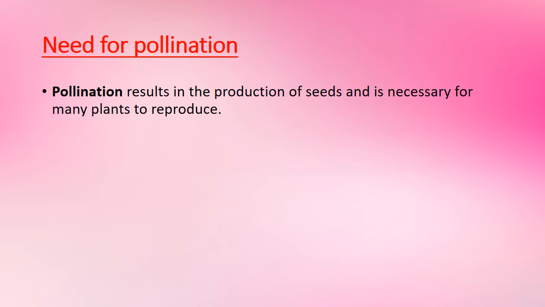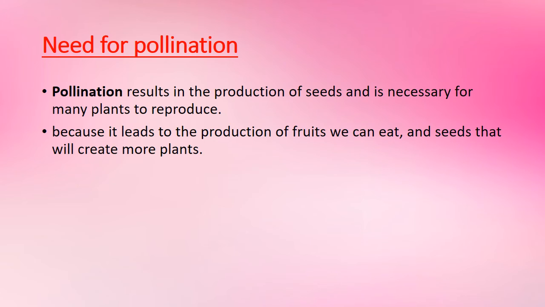So now the question arises: what is the need for pollination? Why is this process needed so much? Students, pollination results in the production of seeds, and we all know that seeds are very necessary for many plants to reproduce. If pollination does not occur, seed production will not be there. Then how are we going to have new plants? Because when we sow the seed, only then will the new plant come, no? So pollination is very necessary for the production of seeds.